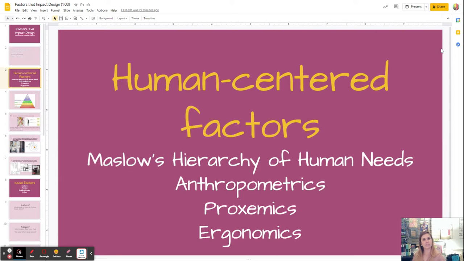Anthropometrics, proxemics, and ergonomics. And those are all things that I have seen with my own eyes on your final exam. So if you comprehend nothing else on this presentation, comprehend the next 4 slides. Except I feel like I've seen every single thing on this presentation on your final exam, but absolutely the next 4 things.